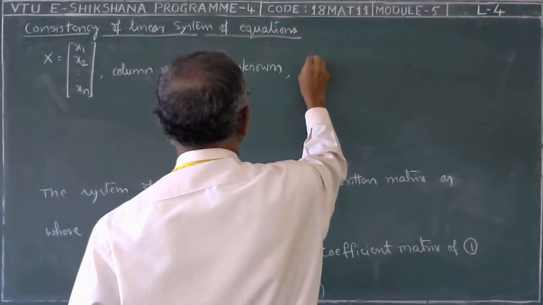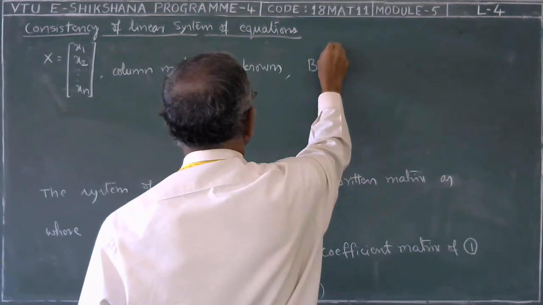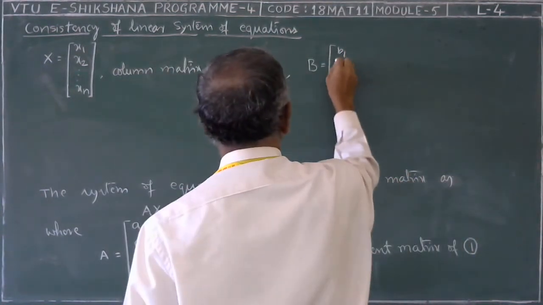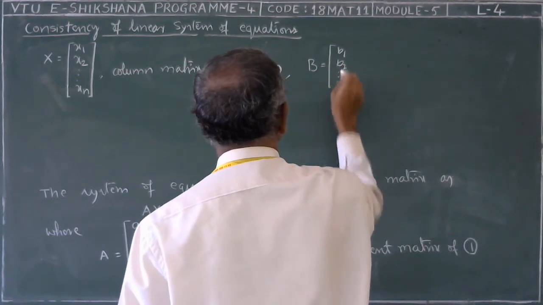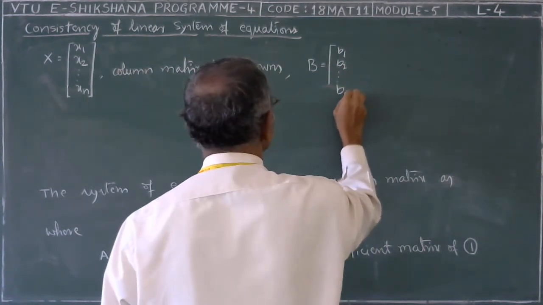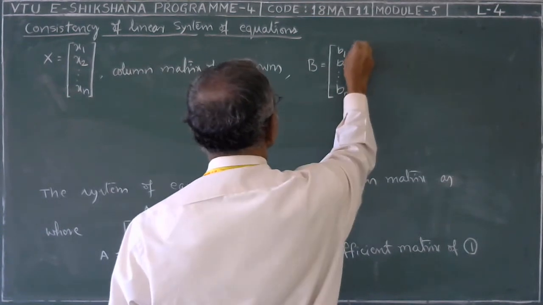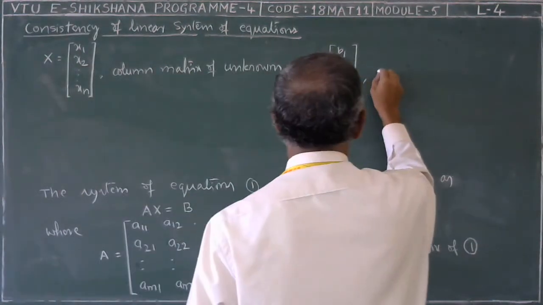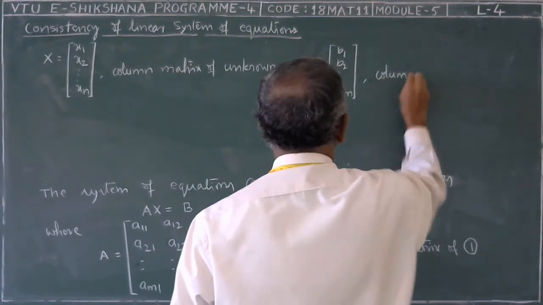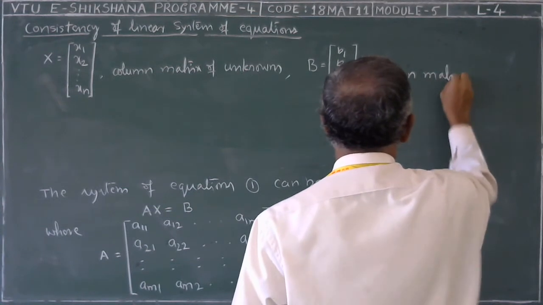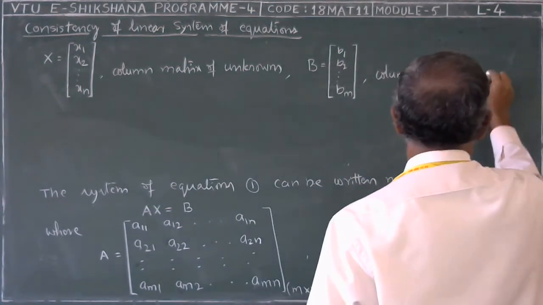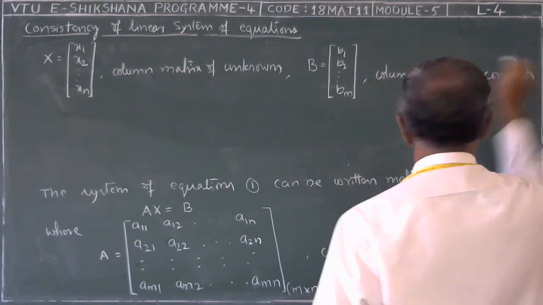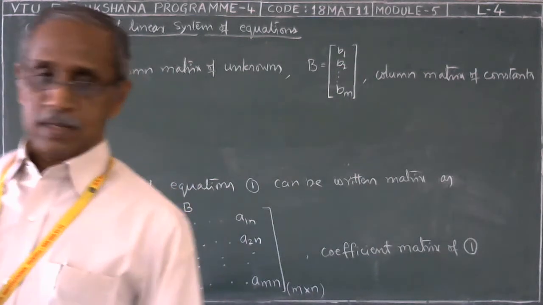And b is a column matrix of constants b1, b2, bm. Column matrix of constants.